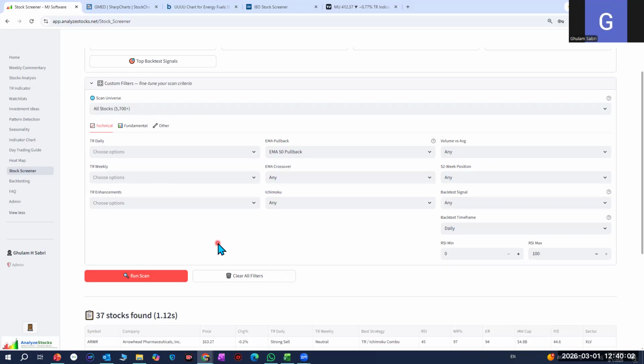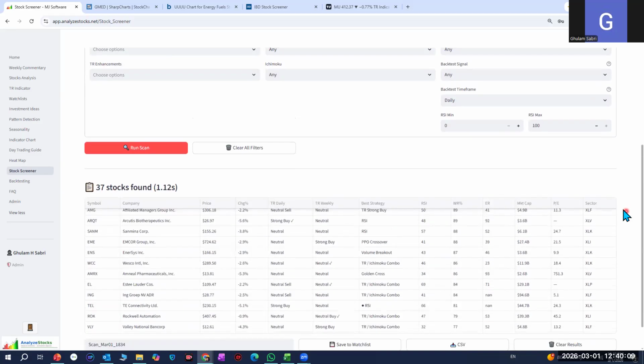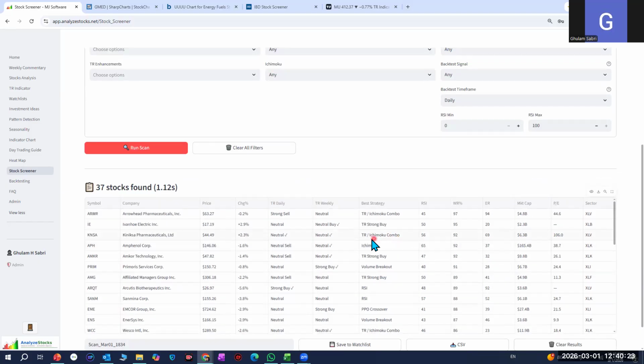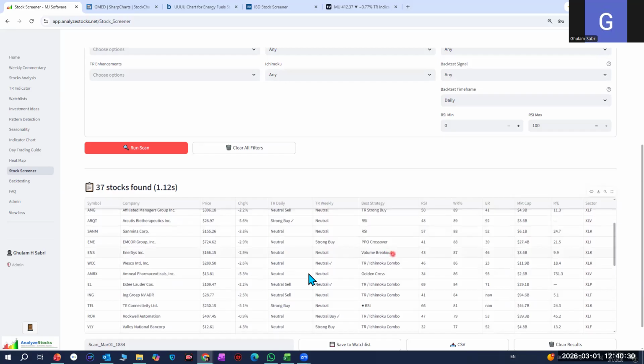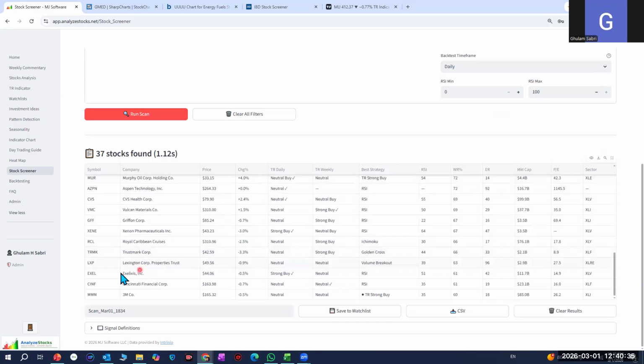Just to summarize, the dot means recent active. Let's go back to here. So these have made a successful signal. A dot means the RSI signal is still active, and no action means that it's not active, but historically the best strategy for this particular stock is Ichimoku. Okay, I'll come back to you on this.